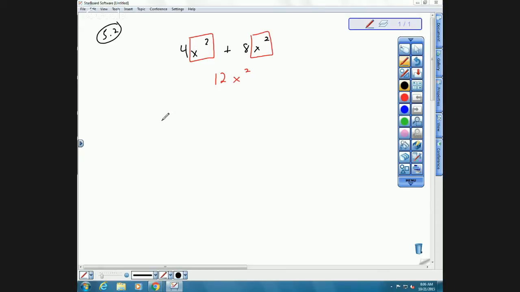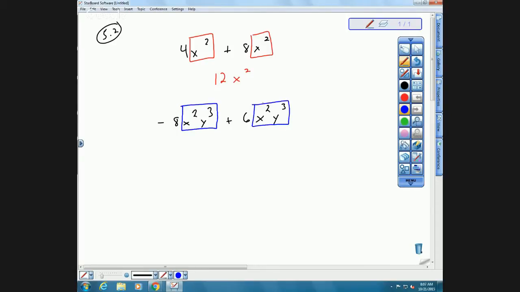And it doesn't matter how crazy you get. Again, if you look at everything besides the coefficient, I like the boxing because if everything inside the box is the same, then I have -8 blue boxes plus 6 more blue boxes. So that means I have -2 of whatever's inside the box. Okay, so if everything besides the coefficient is the same, that means you can put them together.